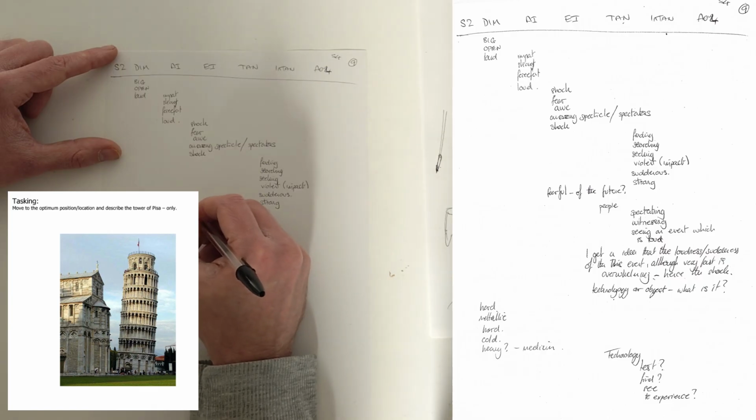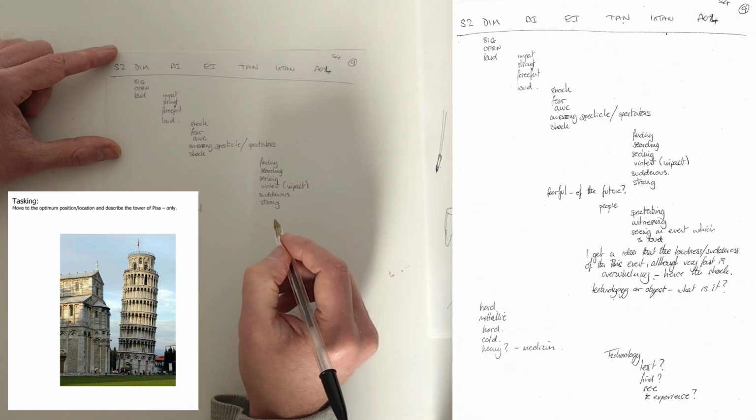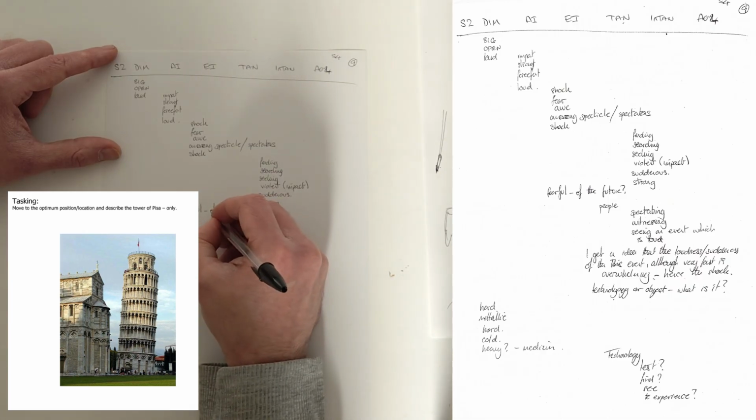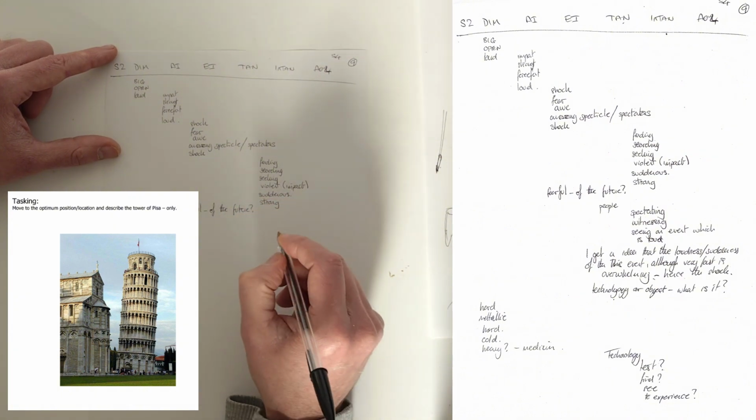And I said that I get the idea that the loudness or suddenness of this event, although very fast, is overwhelming, hence the shock. Then at the bottom here, I'm trying to focus in on this cylindrical thing, whatever it is, and I've written hard, metallic, hard, cold, heavy.